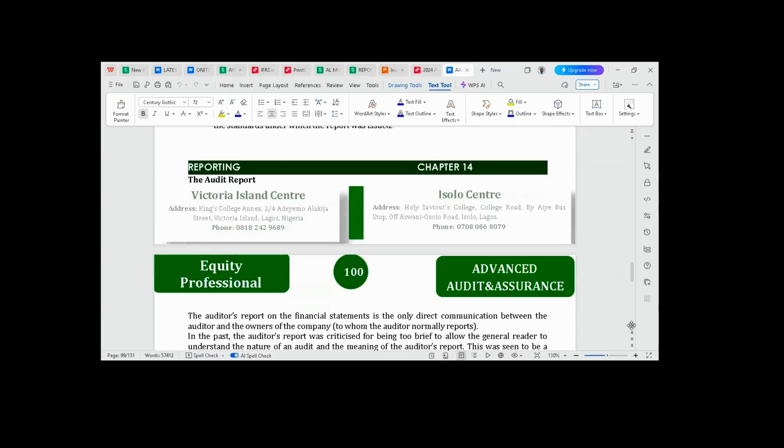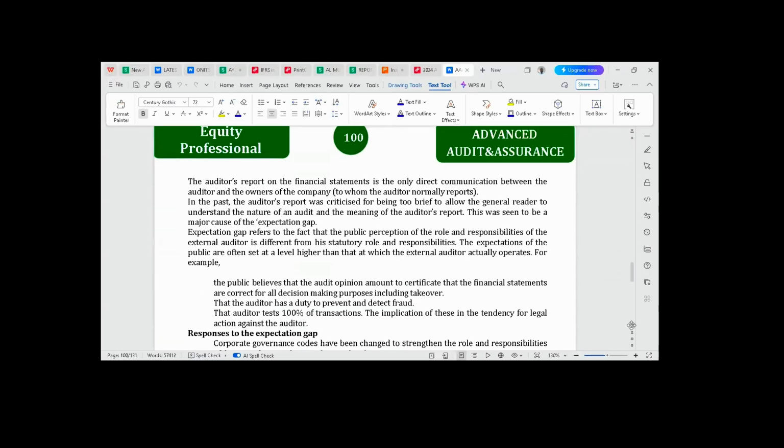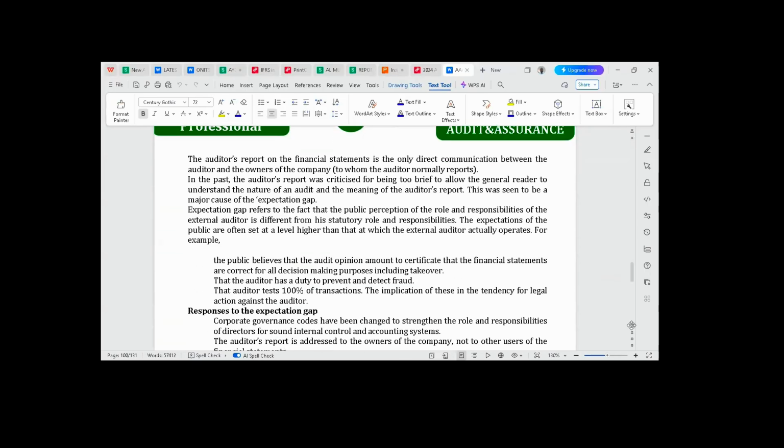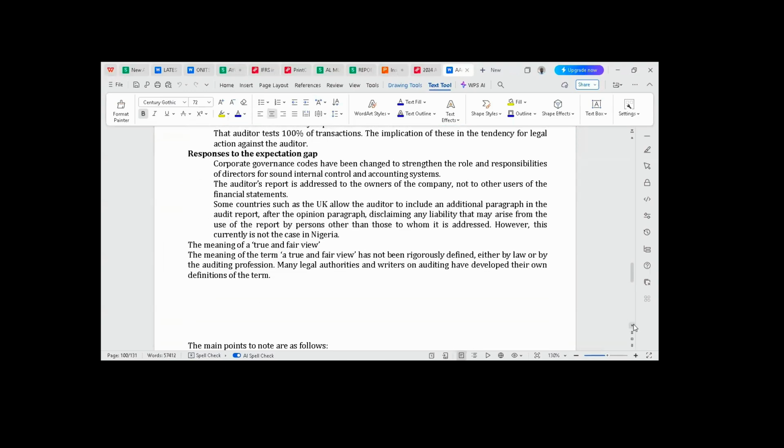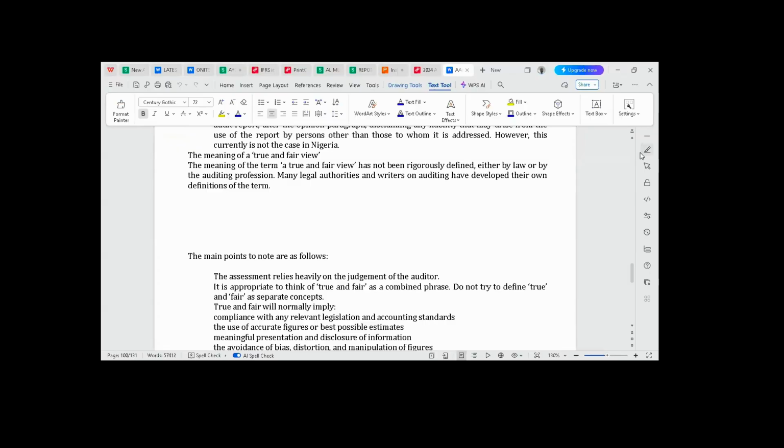So in this chapter, we'll be looking at some of these aspects. That is reporting. We'll be looking at something that has to do with the expectation gap. We have looked at that in chapter 4, so we are going to skip that. It's just a repetition here. So we are going to look at reporting.